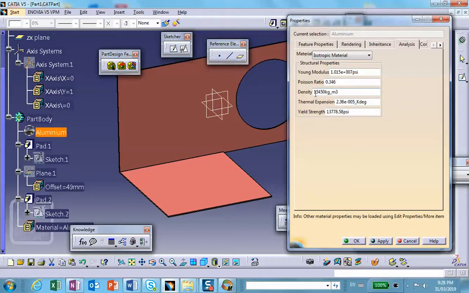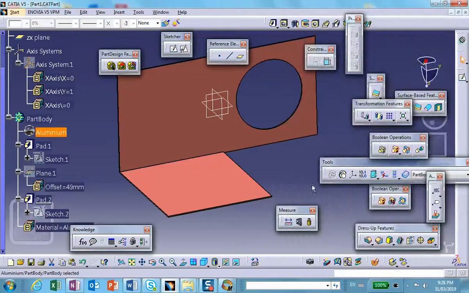That's because we are assuming that the thickness is 1, okay? So you have to adjust the density so that it gives you the total mass of the object that you are interested in. All right, now everything is done. So let me click on this inertia right there. Measure inertia, you click on it.